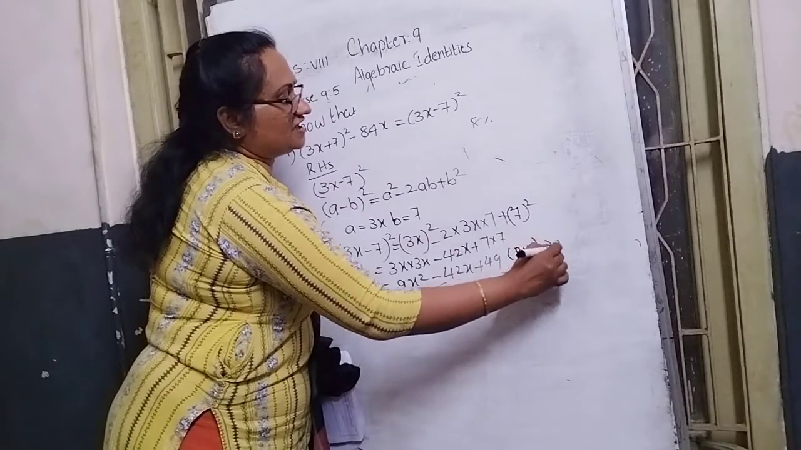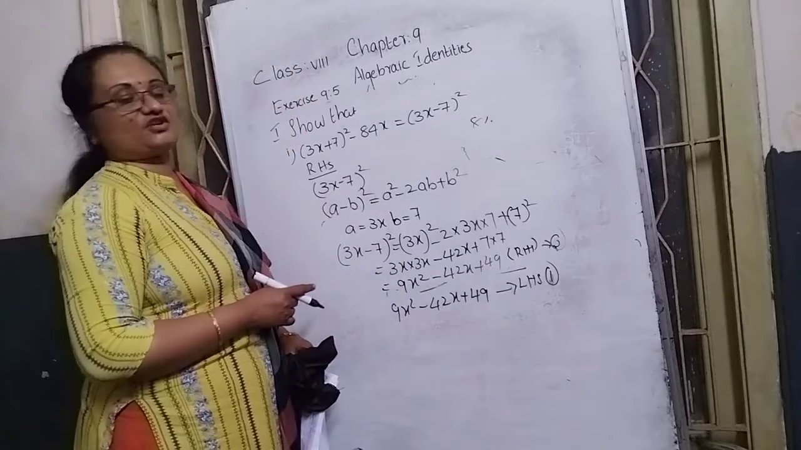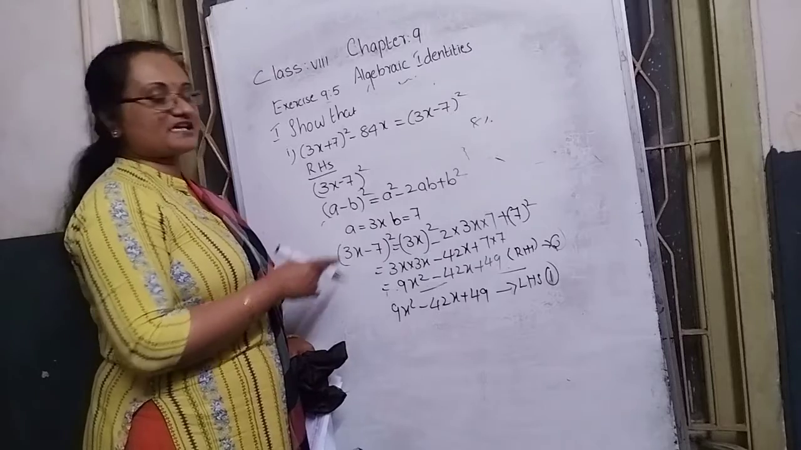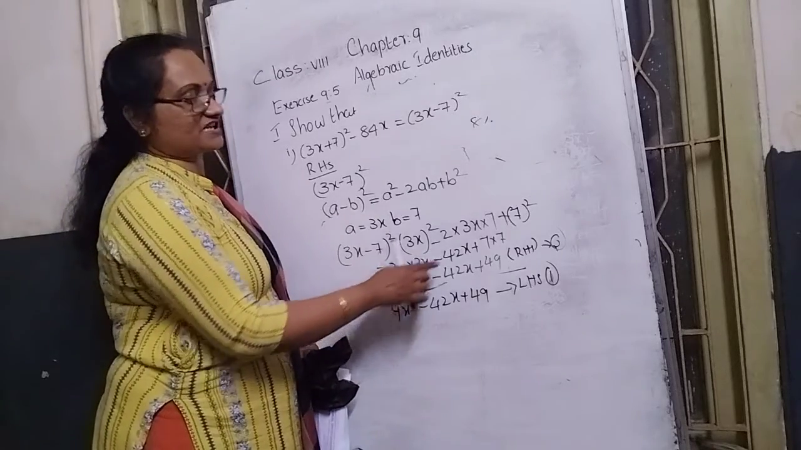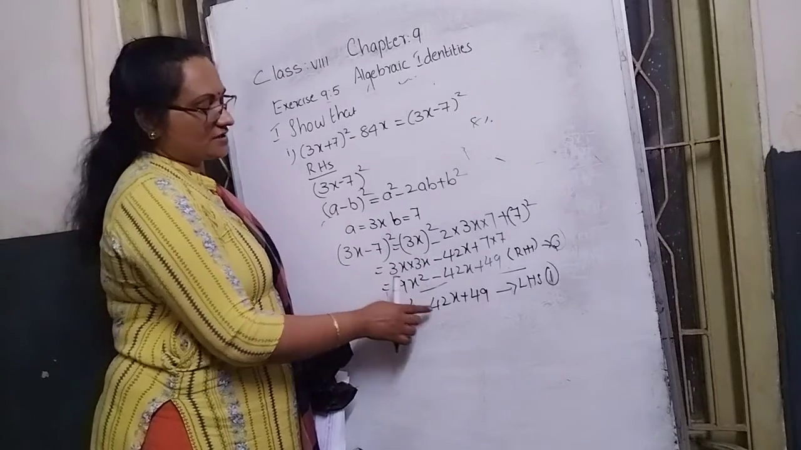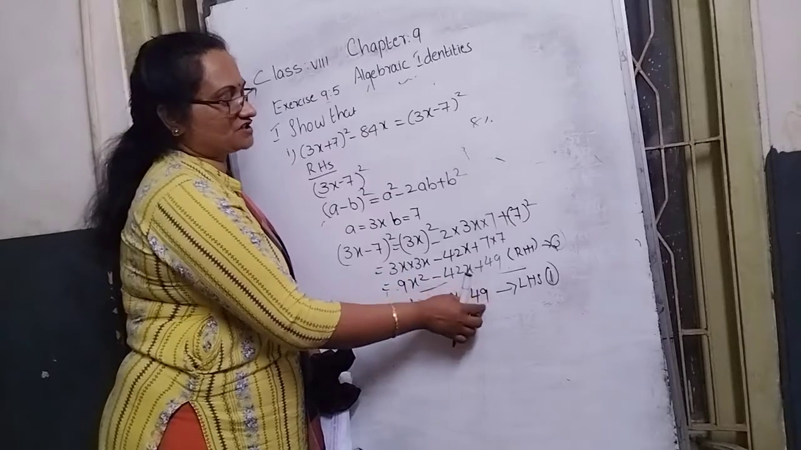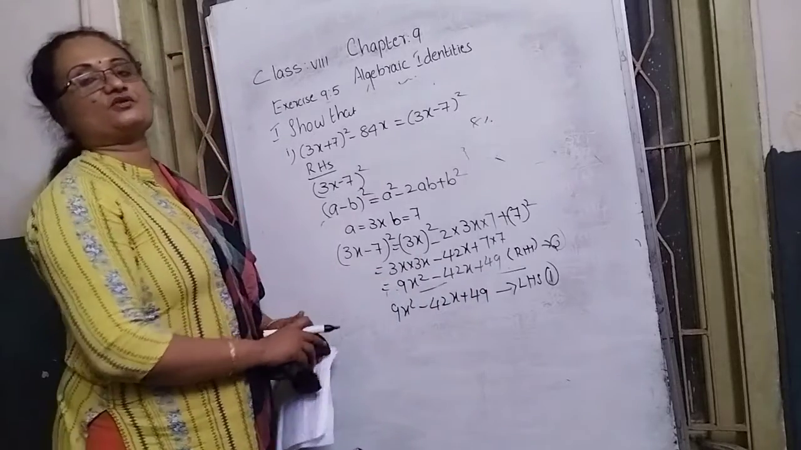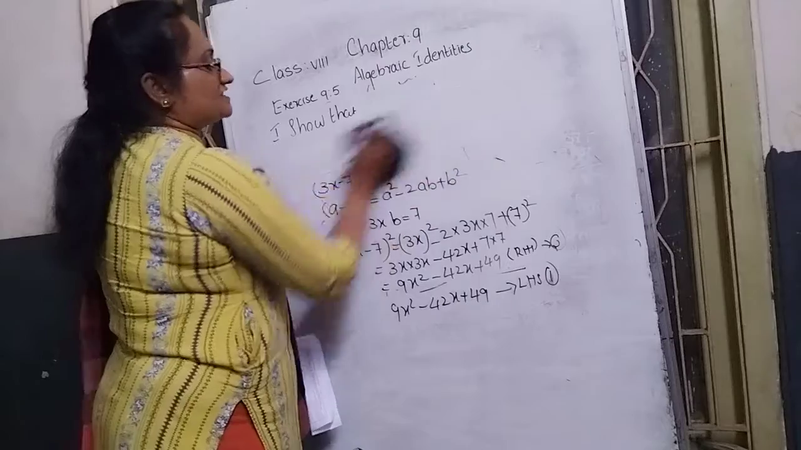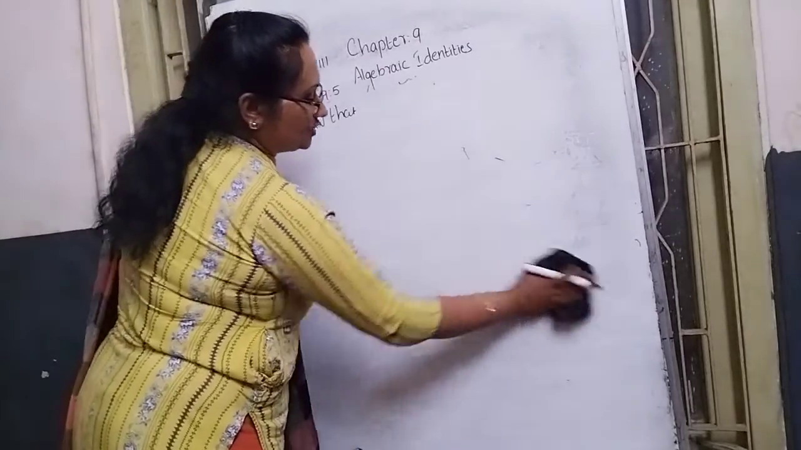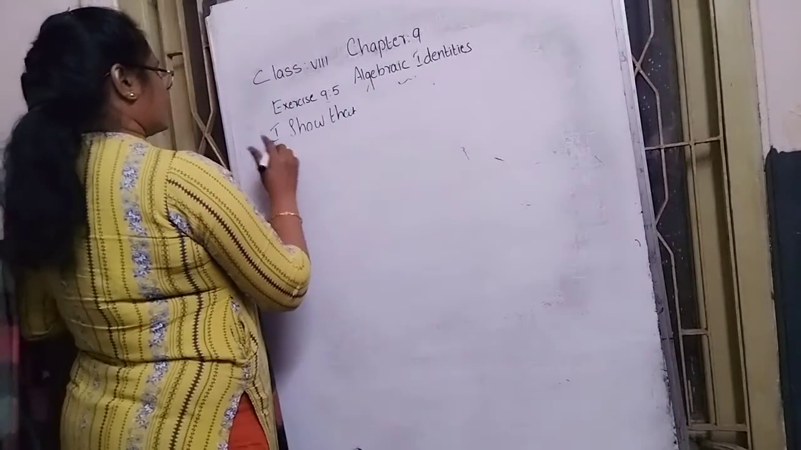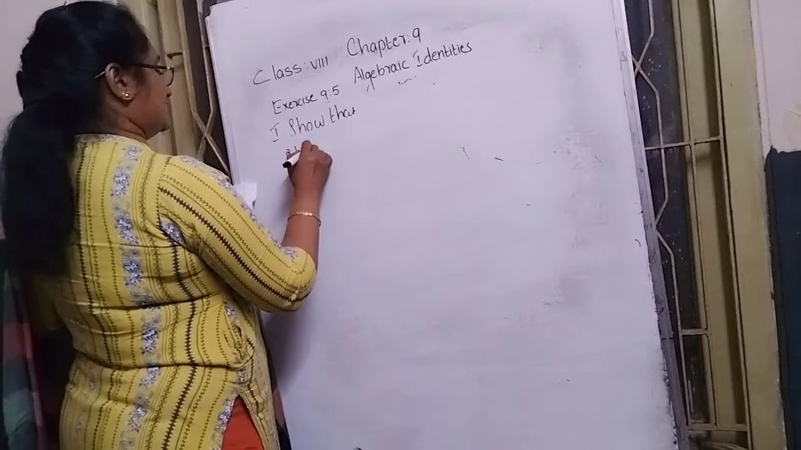Mark it. Then verify the first and second equation, both are same or not? Yes. Left side answer and right side answer: here 9x square, here 9x square; minus 42x, minus 42x; plus 49 here also. So we can conclude that LHS and RHS answers become equal. One more question, second question.